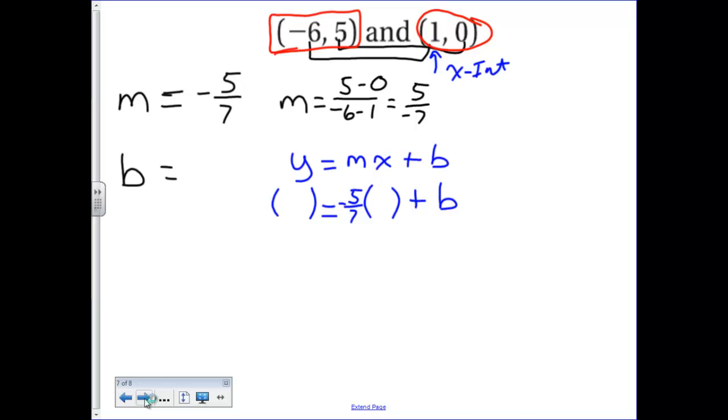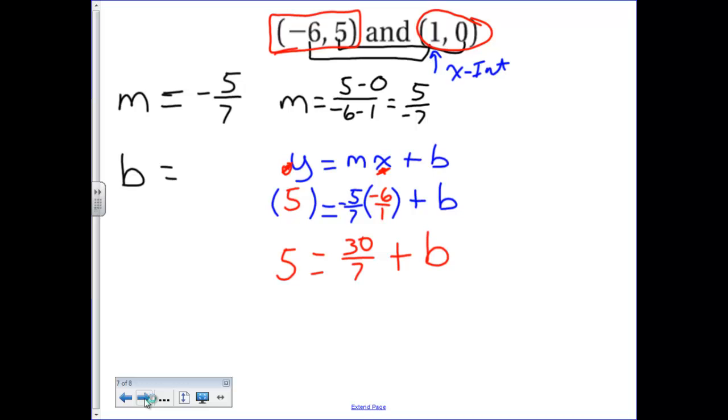So I'm going to go ahead and put a negative 6 here and a positive 5 there. If I were choosing the other point, I would have a 1 here and a 0 there, which would be a little bit easier to calculate. But I'm going to proceed with the 5 and the 6 instead. So 5 is equal to, remember this is over 1, negative times negative is a positive, 6 times 5 is 30 over 7 times 1 is 7, plus b.